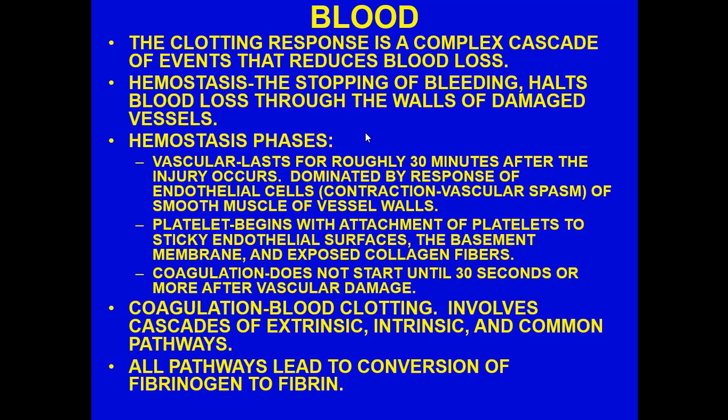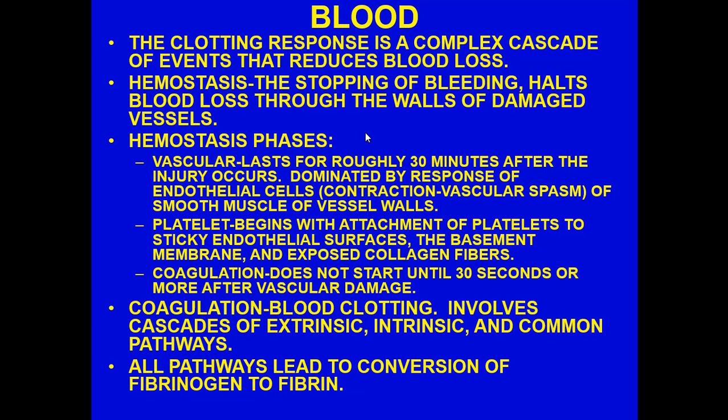Then you have platelets that begin with attachment of platelets to the sticky endothelial surfaces, the basement membrane, and the exposed collagen fibers. So if you can just imagine kind of like a rough, ragged cut of a blood vessel and the surrounding area, the platelets begin to do their attachment, and they zero in on areas where they can form a good tight bond: exposed collagen fibers, basement membrane, some of the sticky endothelial cell surfaces. Finally, we get coagulation. A lot of times this does not start until 30 seconds or more after vascular damage has occurred.